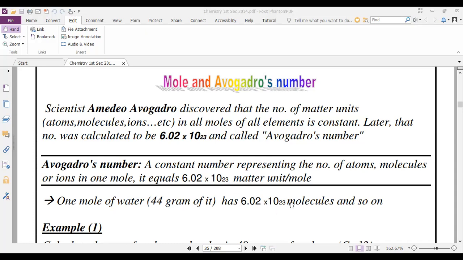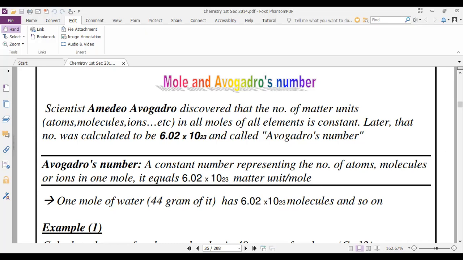Mole and Avogadro's number. We are going to make a revision for this part before completing the other part. Okay, mole and Avogadro's number. So we said before, what does Avogadro's number mean? It's a quantitative number representing the number of atoms, molecules, or ions in one mole.